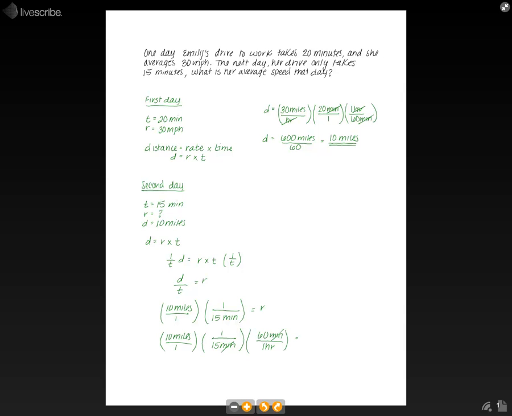So if we work that out, we end up getting 600 miles over 15 hours, which is equal to 40 miles per hour. So we know that her average speed on the second day is 40 miles per hour.